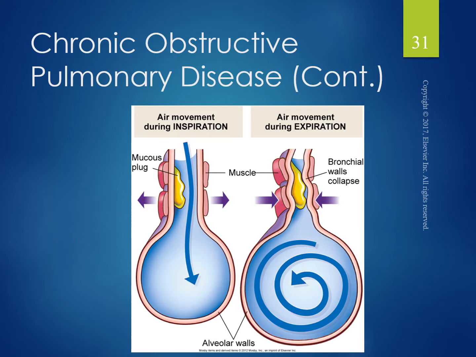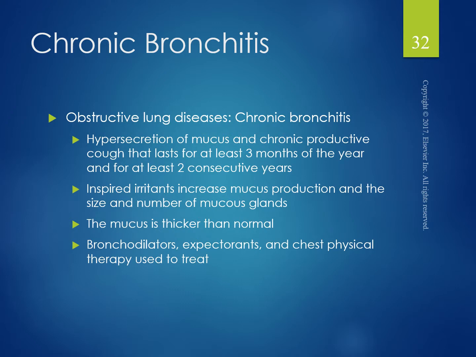So this shows mechanisms of air trapping in COPD, mucus plugs of the narrowed airways, trapping and hyperinflation of the alveoli on expiration. So chronic bronchitis is defined as hypersecretion of mucus and chronic productive cough for at least 3 months of the year, usually in the winter months, for at least 2 years. There is an increased mucus plug and size and number of mucus cells. Mucus is thicker than normal and bronchodilators, expectorants, and chest physiotherapy seem to treat.